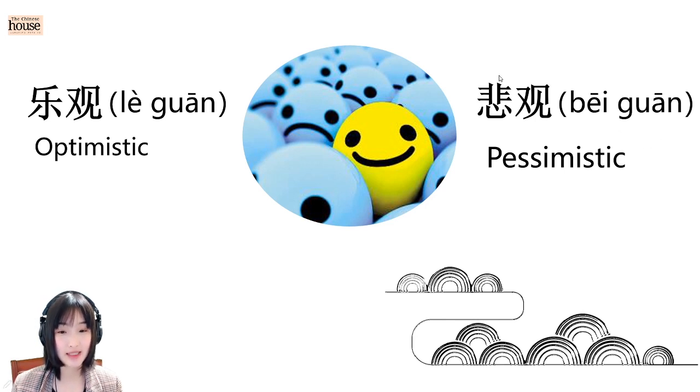And then pessimistic. Here 悲 means sadness. So 悲观, you hold a sad view, means you're pessimistic. 悲观, both flat tone, 悲观.